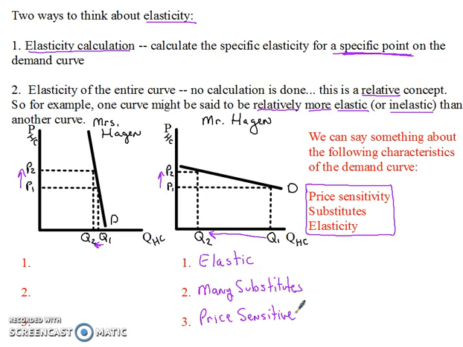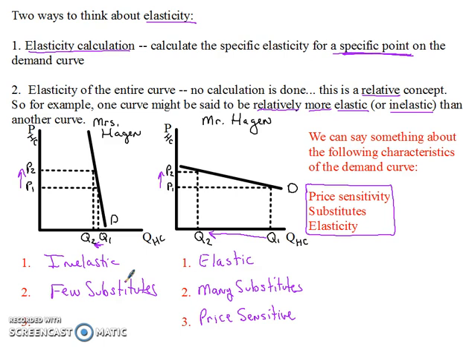Now, my wife, she's the opposite. My wife's demand curve is very steep. That is what we call inelastic. She has a very steep demand curve. It is very inelastic. Why? Because she considers there to be few substitutes for getting her hair cut professionally.